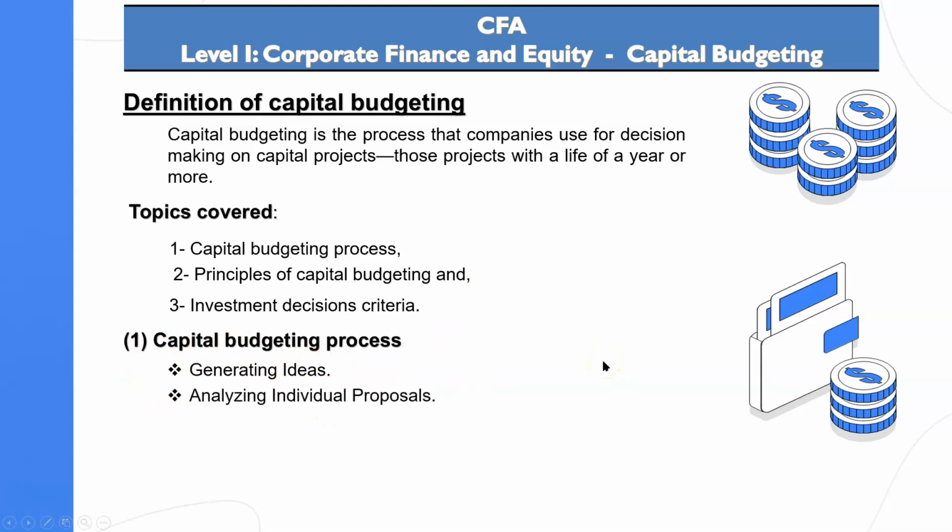Then comes the next step of analyzing individual proposals. These ideas represent proposals, 4, 5, 6 proposals. We need to analyze each proposal using certain principles and criteria to decide which one to take, if at all we need to go ahead with one of them, or possibly we will go with more than one proposal depending on the availability of financing and other criteria, which we will come and discuss in detail.